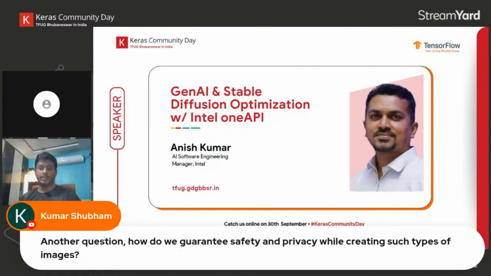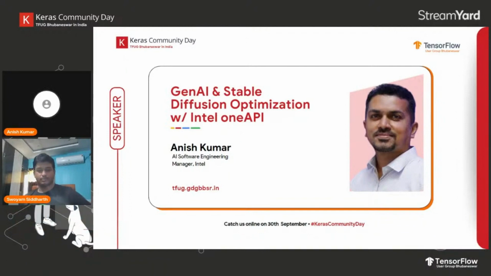Cool. Another question from him. How do we guarantee safety and privacy while creating such types of images? Okay, these generative AI models per se will not guarantee safety or privacy. In fact, all these generative AI models can be prone to privacy issues or safety issues. So, you as an enterprise, like I gave the example of the financial institutions, they not only fine tune the model, but they also have to implement guardrails, right?